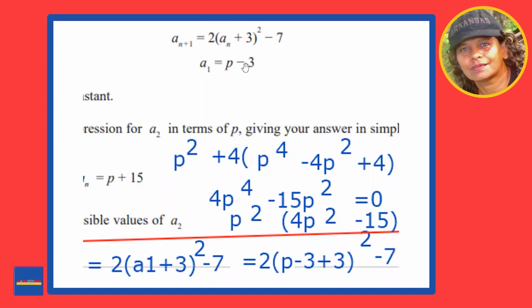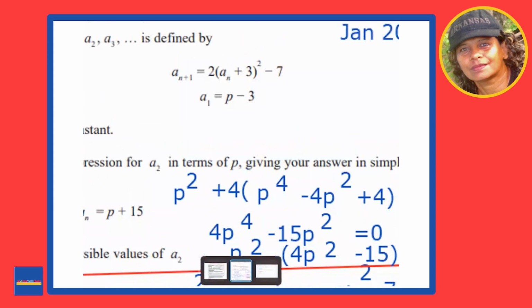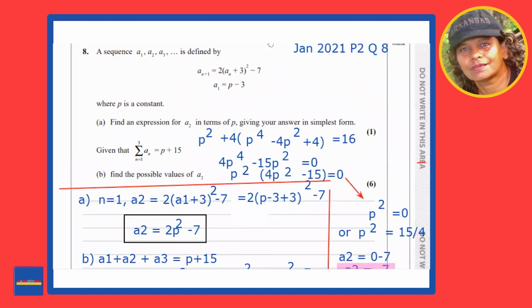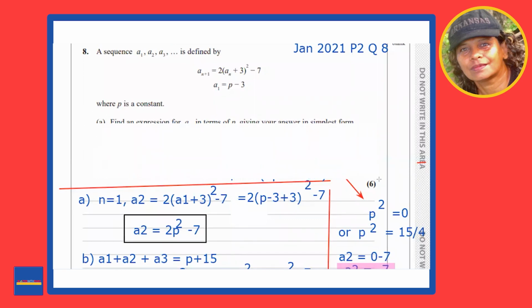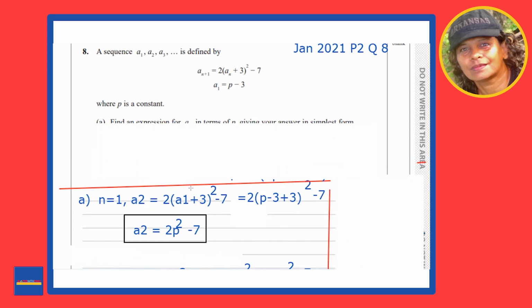So let me just white out everything so that it's clearer for you to see. Right, here we go. The first part is very easy. It's just a basic substitution of what we have, right? So the first part is, they're telling us to find an expression for A2 in terms of P.